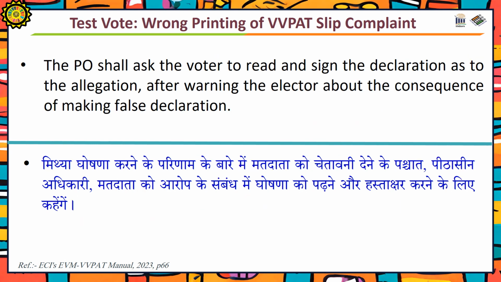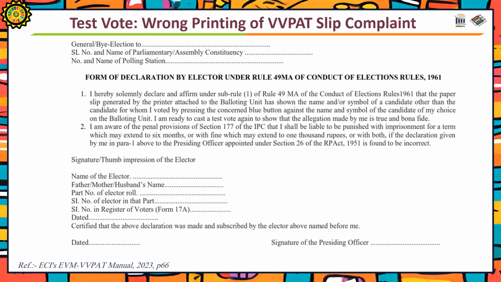The presiding officer shall ask the voter to read and sign the declaration as to the allegation, after warning the elector about the consequences of making a false declaration. The format of declaration by the elector under Rule 49MA of Conduct of Election Rules 1961 is shown on the screen.